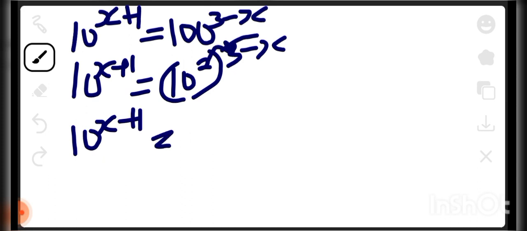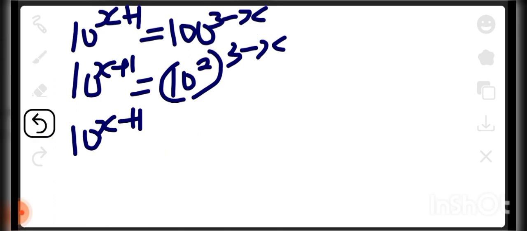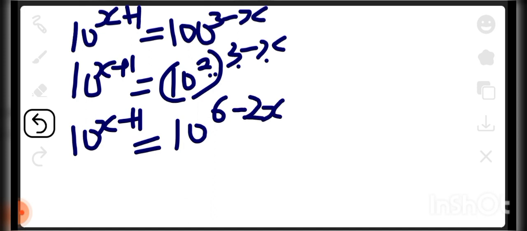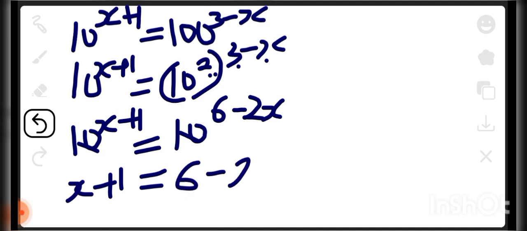We multiply the two things outside. So we'll now be having 10 raised to the power 2 times 3, that's 6, 2 times minus x, that's minus 2x. The 2 you just ignore, they are not the same. That x plus 1 will be equal to 6 minus 2x. Just equate the power.